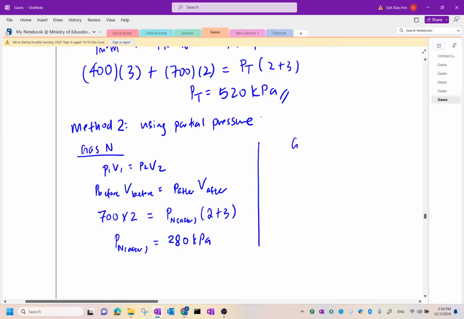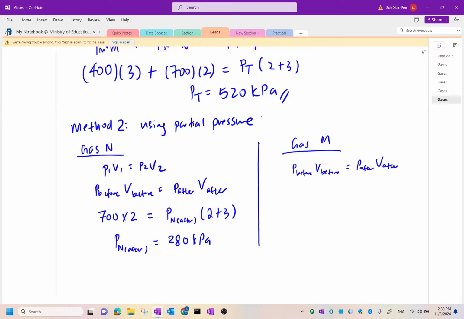I can do the same thing for gas M. So same thing here, P before V before equals to P after V after. So it's the same as P1V1 equals to P2V2 according to Boyle's law, right? So it will be 400 times 3 equals to PM after times, again, the total volume is 5, 2 plus 3, 5. So now the partial pressure after the mixing is equal to 240 kilopascal.